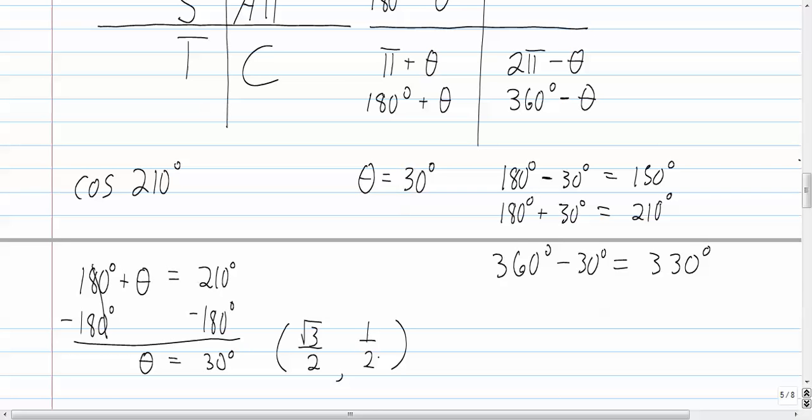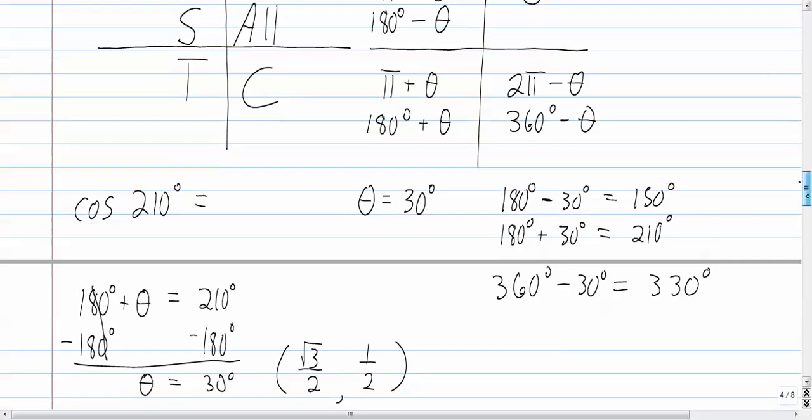Okay? Now, for the cosine of 210 degrees, we're going to use the point square root of 3 over 2, 1/2 to get the number part of our answer. And we're going to use the salty C chart to tell us if our answer is supposed to be positive or negative. So, since you told me we were in the third quadrant, is cosine positive or negative in the third quadrant? Negative. So our answer is going to be negative.